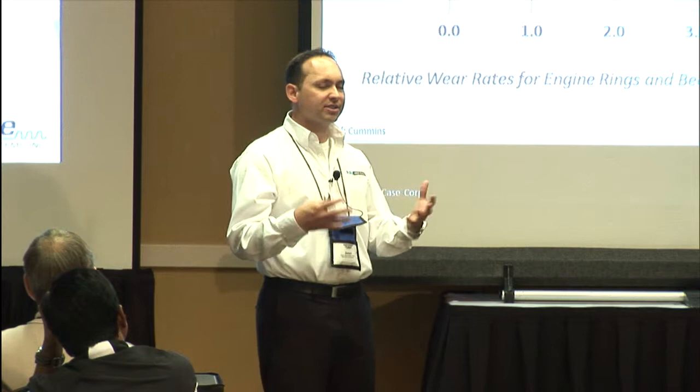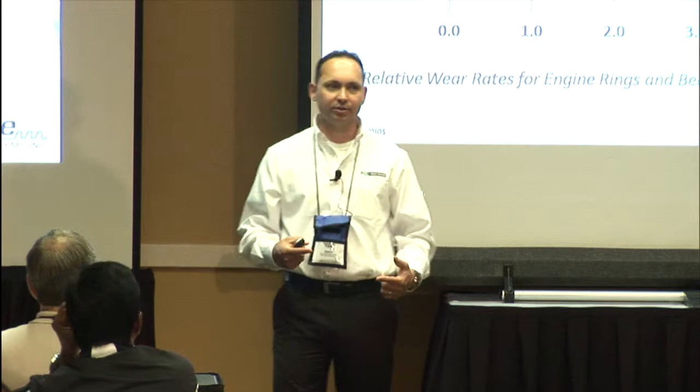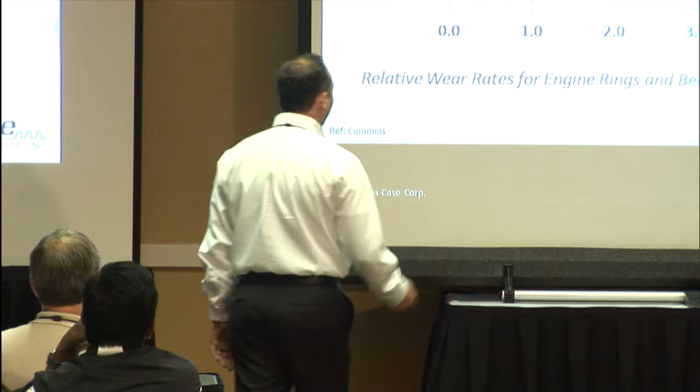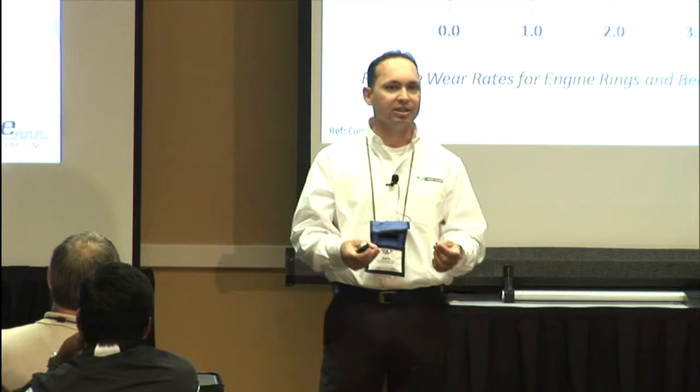So that gives us something to really think about, right? It gives us something to think about in terms of where we want to put our filter. Is it going to be a full flow filter? Is it going to be a return line filter? Is it going to be an offline kidney loop type filter? And what microns are we going to target? Obviously, we don't want to target the 10 to 20 micron particles. We want to focus in on the smaller size particles. Those are the ones that we're going to get the biggest bang for the buck.